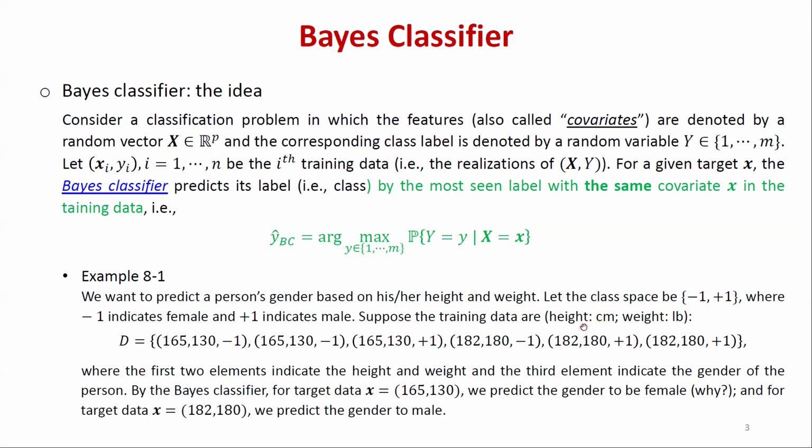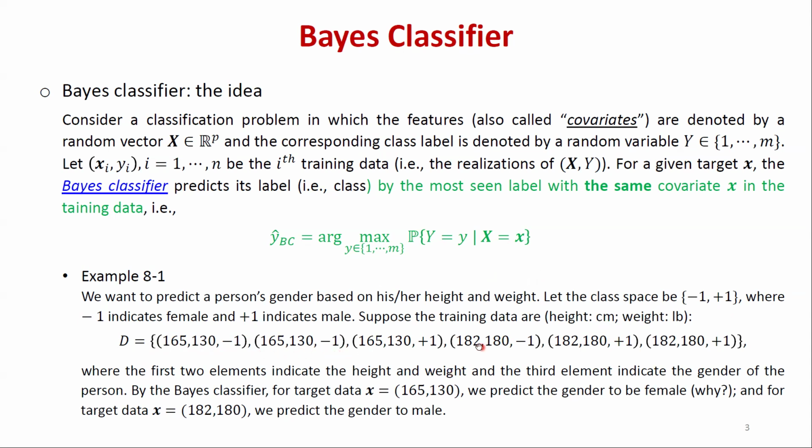Okay, and here height is in terms of centimeters. For those of you who are not familiar with centimeters, say 1 inch, I believe, is 2.54 centimeters. The reason I use centimeters instead of inches is because, let's say 5 feet 10 inches, it's not easy to show in the data here. So I'd rather convert it to centimeters. It will be easier. So let's say here I have 165, 130, -1, and the same data again.